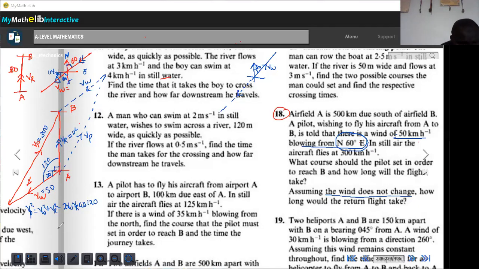When I use the cosine rule, pay attention again. You shall have 300 squared is equal to 50 squared plus x squared minus 100x cos of 120. The 100x has come from 2 times 50 times x. Cos of 120 is a negative half. If it's a negative half, you will have 90000 is equal to 2500 plus x squared plus 50x.